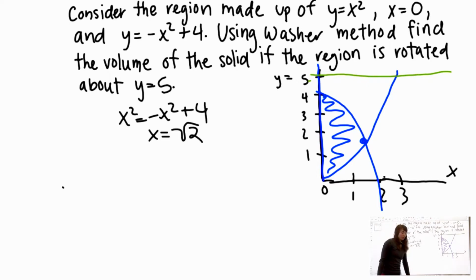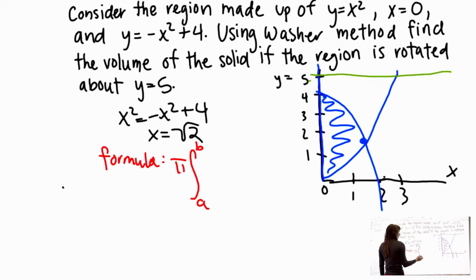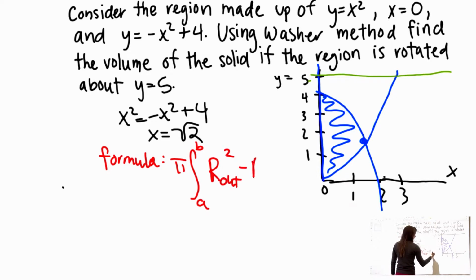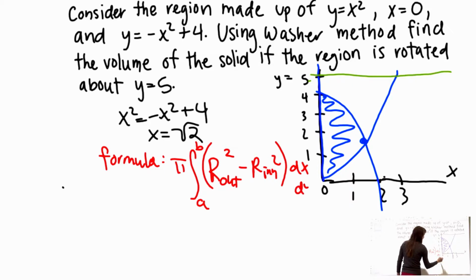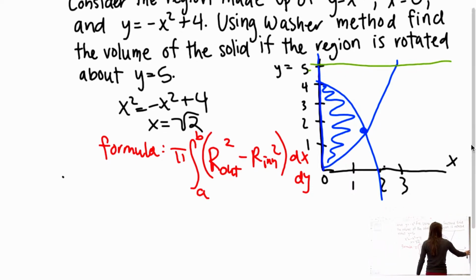So now we look at the formula for washer method, and that's going to be the integral from a to b of pi times r, which is our radius outer, squared, minus radius inner, squared. And then we're going to have dx, or it could be dy, depending on where we're rotating. So now we just take everything and plug it in.